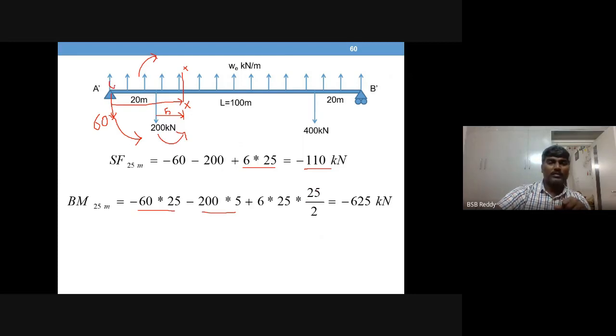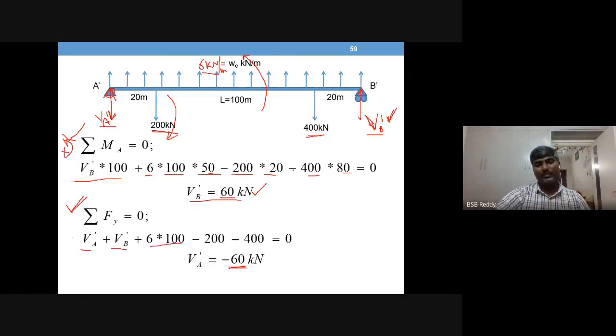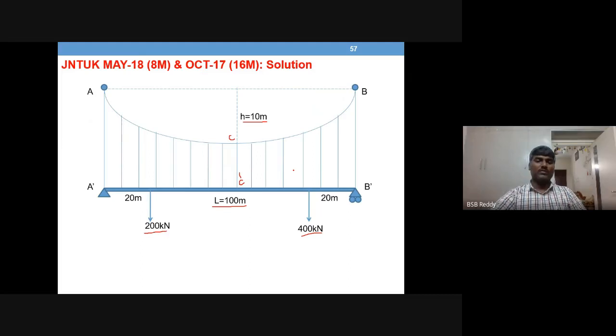This is like an upward UDL, not the downward UDL. So total load will act at center of 25, so 25 by 2 is the distance. That is minus 625 kilonewton-meters. This is only at this location, whereas in the earlier case, you have drawn SFD and BMD for the complete beam. Same can be done here also, if that is the question. So this is the solution for this problem.